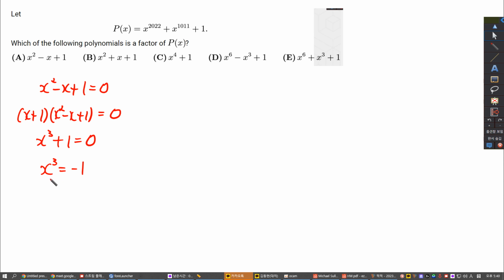So if the expression in A is a factor of this P of x, when we put minus 1 for x cubed, the polynomial expression will also be 0. That's the principle of the factor theorem. So let's test the value of P of x when x cubed is equal to minus 1. This means x to the 6th power is 1. So we can divide this exponent by 6 and think of the remainder.